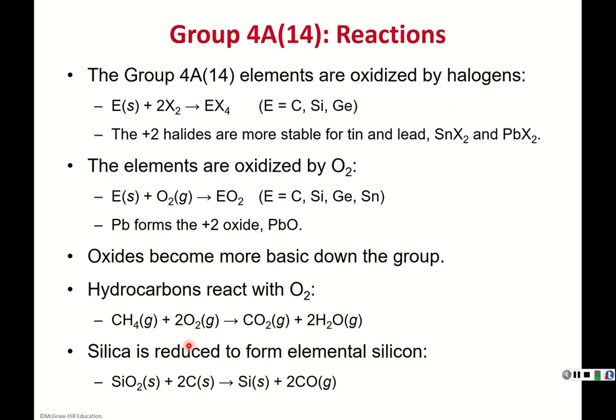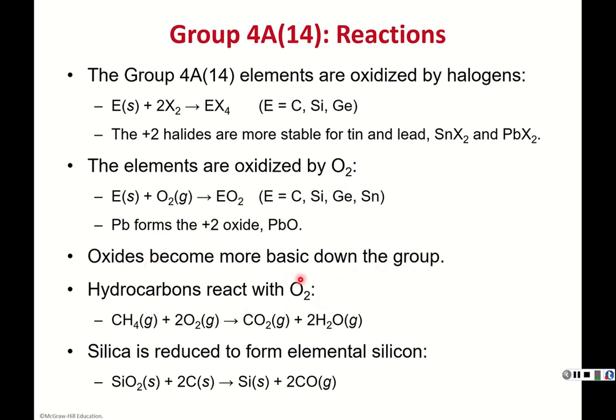The reactions in group 4. Group 4 elements are oxidized by halogens, right? So they reduce the halogens, much like group 3A does. +2 halides are more stable for tin and lead, right? Because they have multiple oxidation states for tin and lead, but the +2 halides are more stable than the +4. Elements are oxidized by O2. Oxides become more basic down the group.